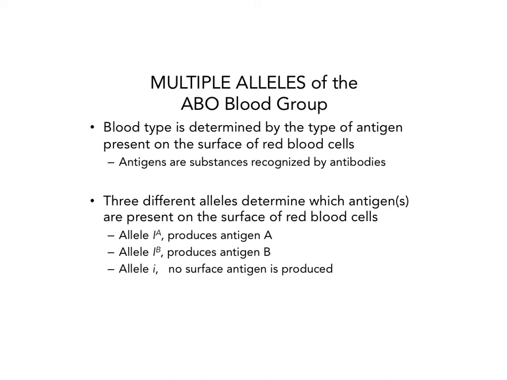In terms of the, I'm pretty sure most mammals. We'll go with that. So there's allele IA, which encodes or produces antigen A. Then we've got antigen B. And then we've got a situation of a little i allele where you don't get any surface antigen produced.